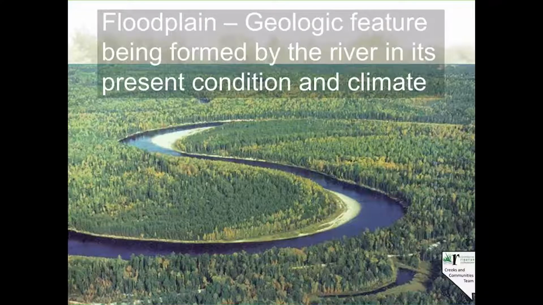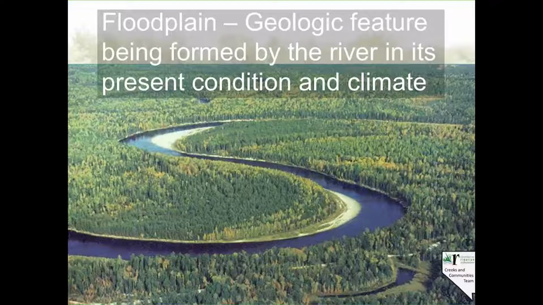But when we're talking about this feature that's being actively created by the stream, as you can see in this example here, we're looking at the floodplain level that's built by about that 1.5-year flood. And that's all it takes to get up and out of that. But some of those terraces may be at a level where they would be covered by a much higher flow.